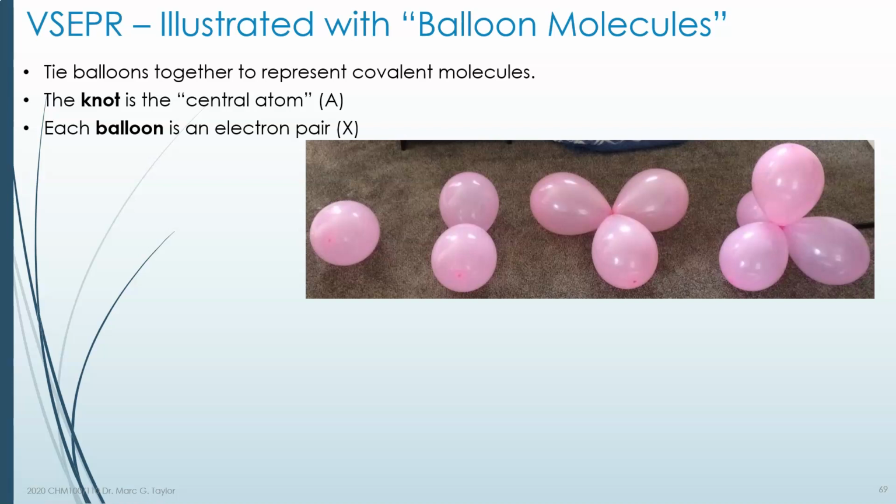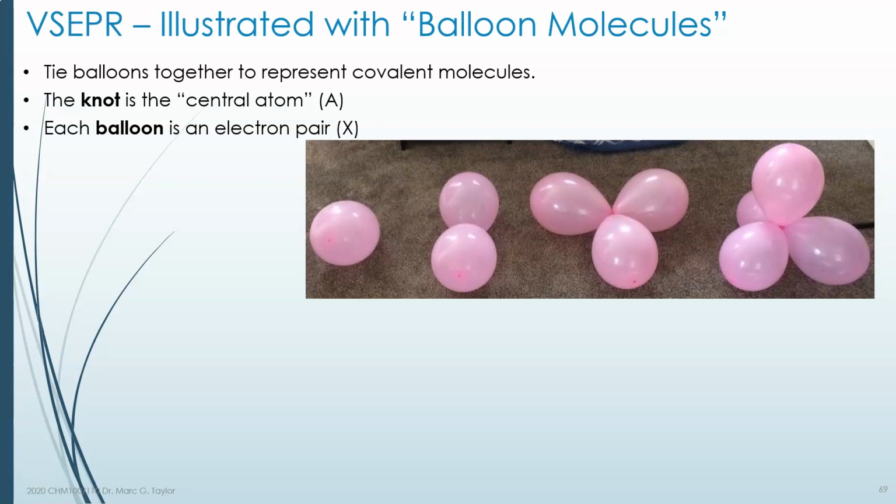I just tied balloons together, and think of the knot, not the balloon, the knot on the balloon or the center of tied balloons as the central atom, A. And each balloon will represent an orbital with a pair of electrons in it, an electron pair. And sometimes that electron pair is part of a bond to another outer atom, and sometimes it's just an electron pair, a lone pair on that central atom.